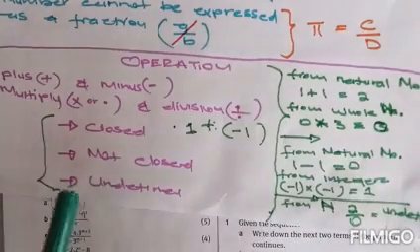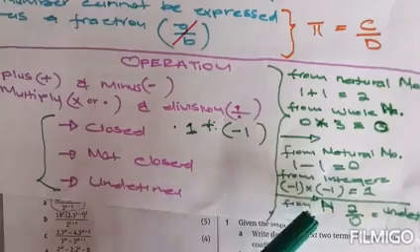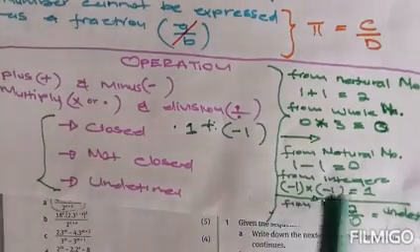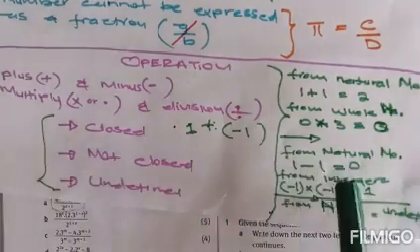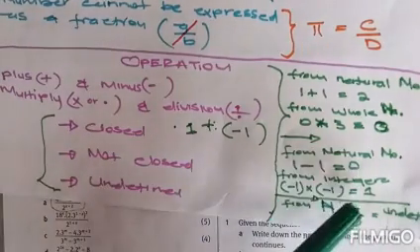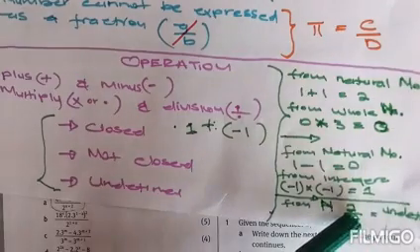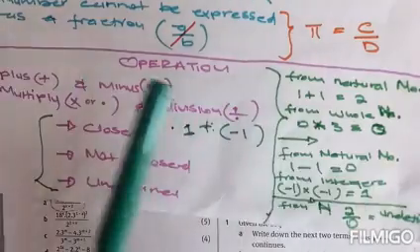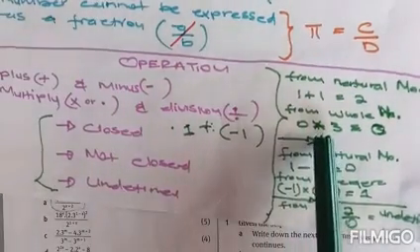And lastly, we have an undefined situation. An undefined situation is when we cannot find answers. We cannot find where this number belongs. Does it belong to natural numbers, whole numbers, or integers? For example, here, if we divide natural numbers, if we divide 2 by 0, we find that we cannot find the number, since that number cannot belong to natural numbers, whole numbers, or integers. And that's all.